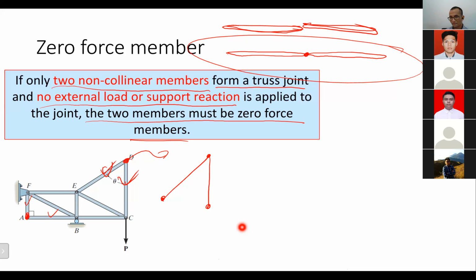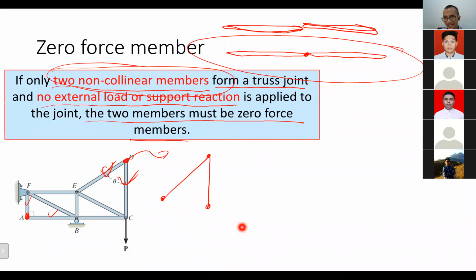So, sir, what you're saying is collinear is 180 degrees. Yes, unless 180 degrees, that is non-collinear. But remember the first criteria: two non-collinear members, only two members joining at a particular joint. That's why I gave an example of joint B and joint A, because those two joints only have two members connecting on them, right?